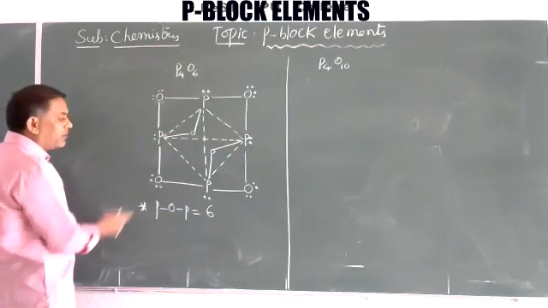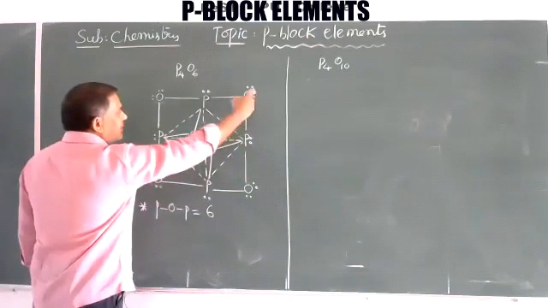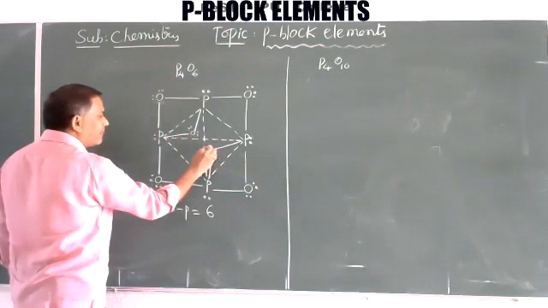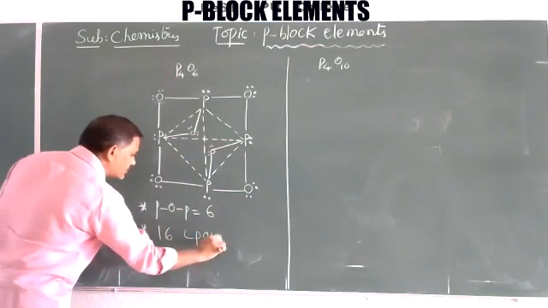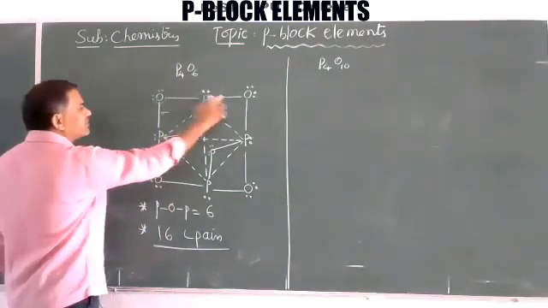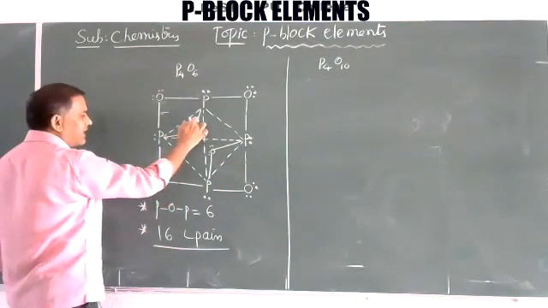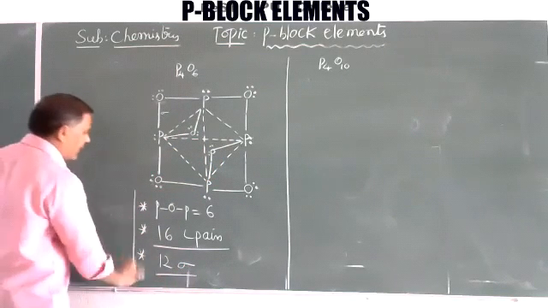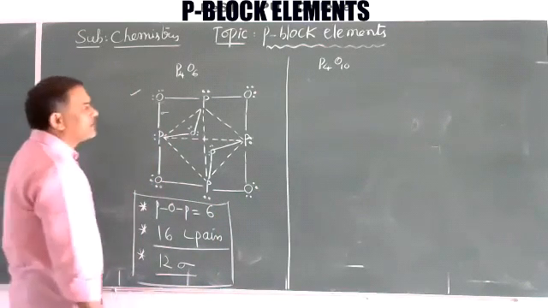How many lone pairs are there? Here are 2, sorry, here are 2 lone pairs, 3, 4, 5, 6, 7, 8, 9, 10, 11, 12, 13, 14, 15, 16. In total, 16 lone pairs are there. Number of sigma bonds: observe, 1, 2, 3, 4, 5, 6, 7, 8, 9, 10, 11, 12 sigma bonds are there. Identify each and every point on the basis of this P4O6.